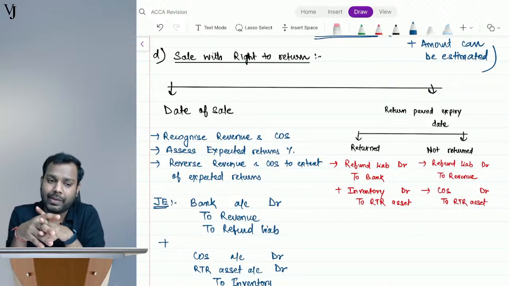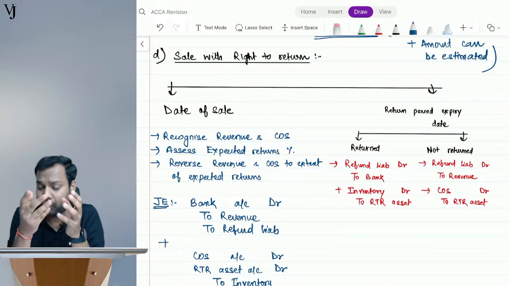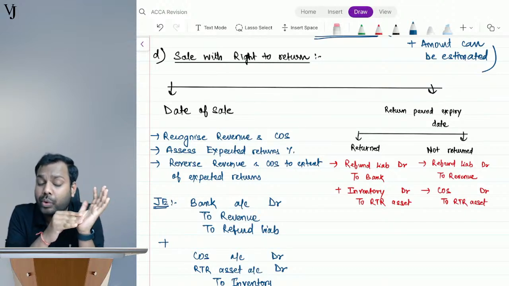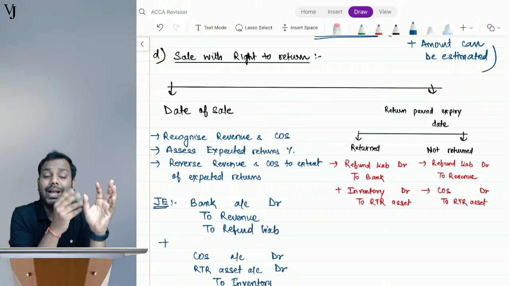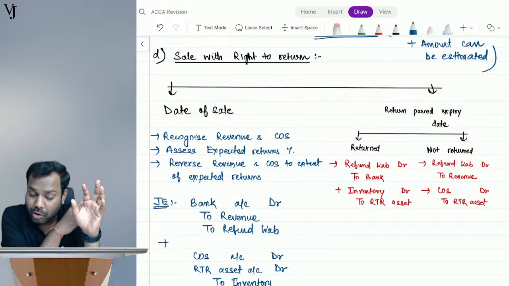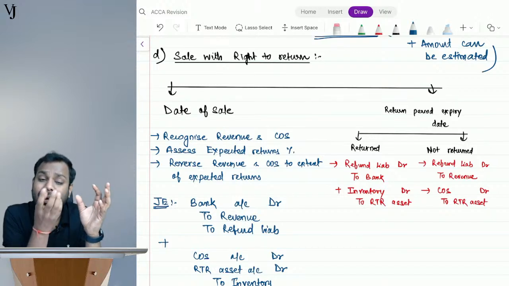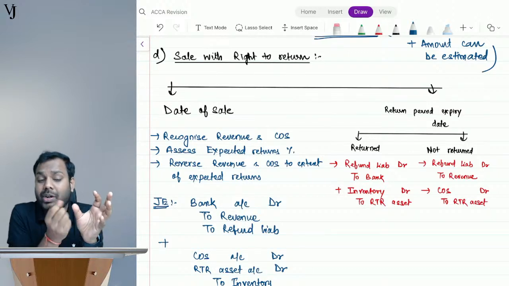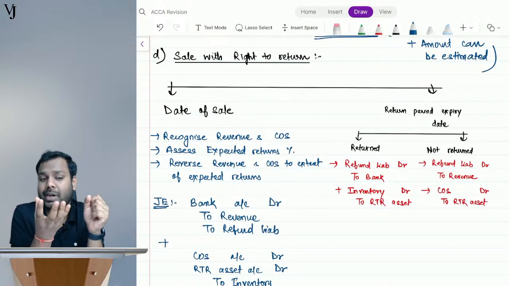The standard says that whenever goods are sold on a right to return basis, the entity, Amazon, will estimate on the basis of past records which goods will come back to it. What is the percentage of goods that will be returned? It makes an estimation.